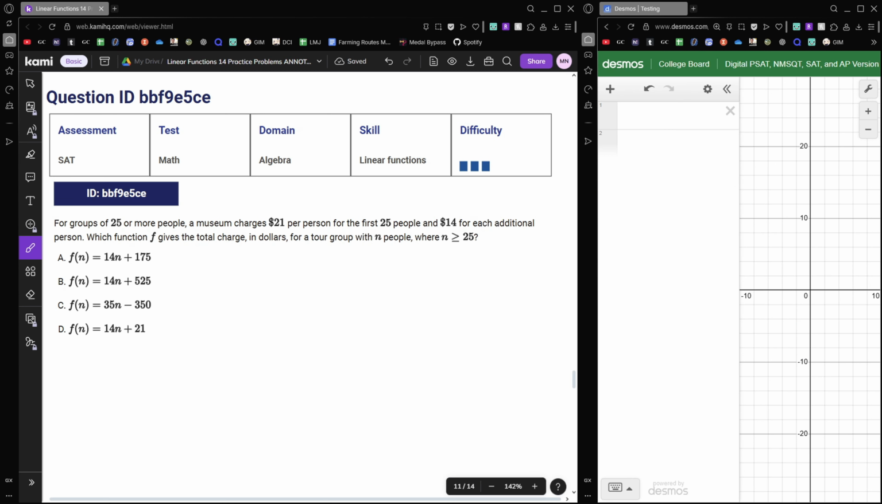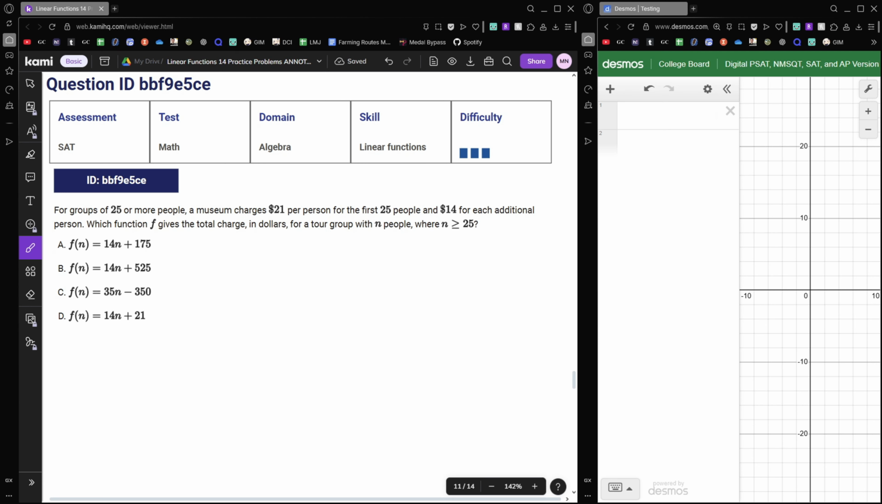Question number 11. For groups of 25 or more people, a museum charges $21 for the first 25 people and $14 for each additional person. Which function f gives the total charge in dollars for a tour group with n people where n is greater than or equal to 25?